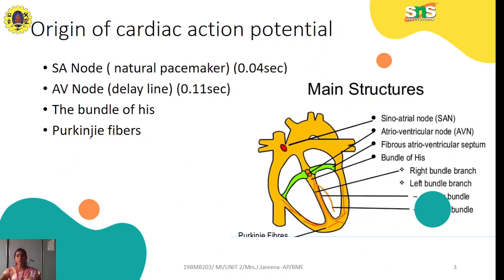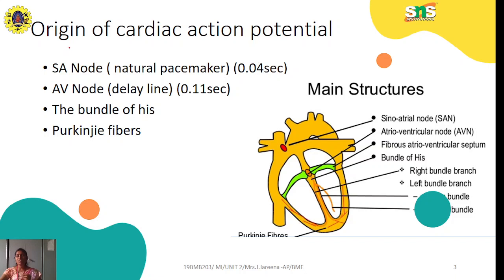Okay, now I'm getting into the origin of the cardiac action potential, because today's topic is normal ECG and abnormal ECG. So first we are going to see the normal ECG. For that we have to know how these ECG signals are generated and how we are going to capture them. That is what we are discussing here.